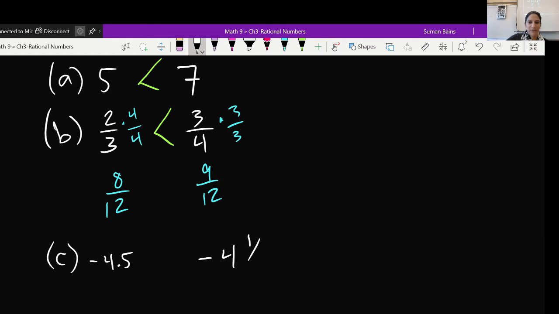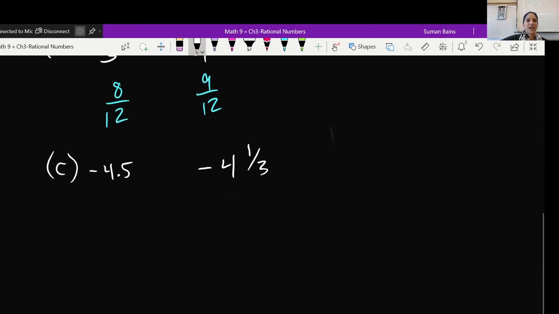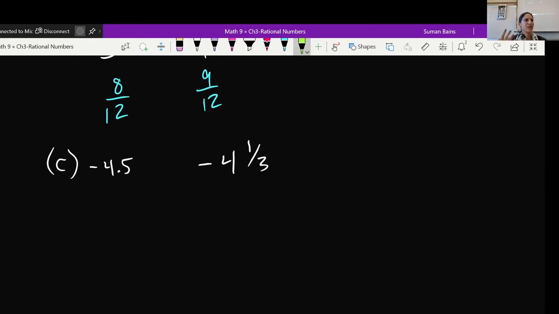So if here we have -4 and a third, and we're comparing that to -4.5, well, keeping in line with some of the stuff we've been doing, which one do you think would be the smarter one to change the form for? Right now we have a decimal and we're comparing it to a mixed fraction, or a mixed number. So which one is easier for us to change? Change the fraction to a decimal or change the decimal to a fraction? Well, how about this? There's no right or wrong with that. It's personal preference.